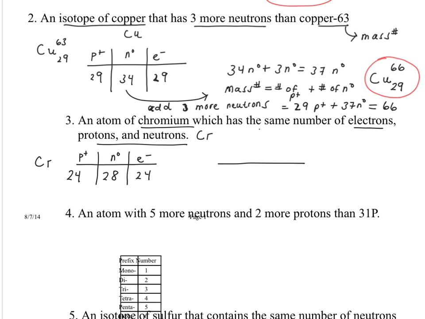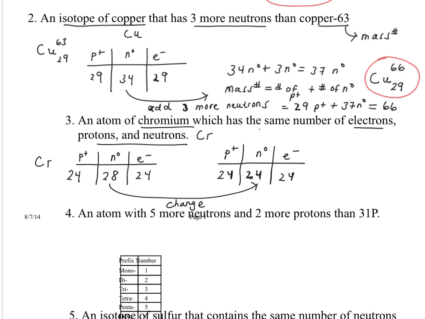And let's go ahead and draw a new table for the isotope of chromium that has the same number of protons, neutrons, and electrons. The protons will always remain the same. It's like the atomic DNA. Because it's neutral, the electrons will also remain the same. So what we need to change here is the number of neutrons and keep it the same as the number of protons and electrons. So we're going to write this as 24.